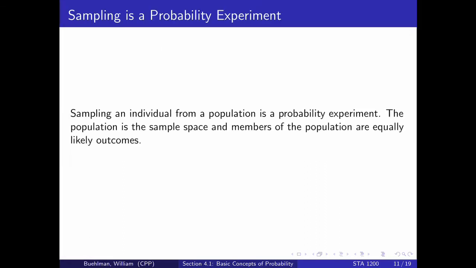So sampling is a probability experiment. Sampling an individual from a population is a probability experiment. The population is the sample space, and the members of the population are equally likely outcomes.